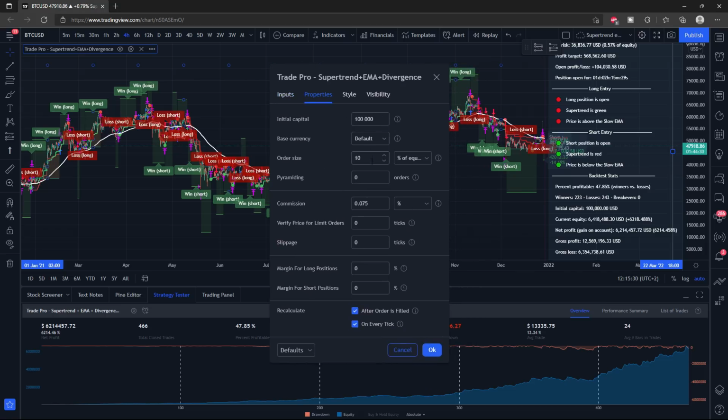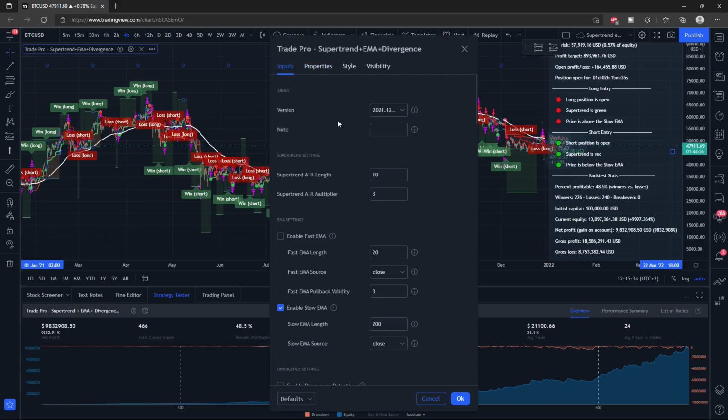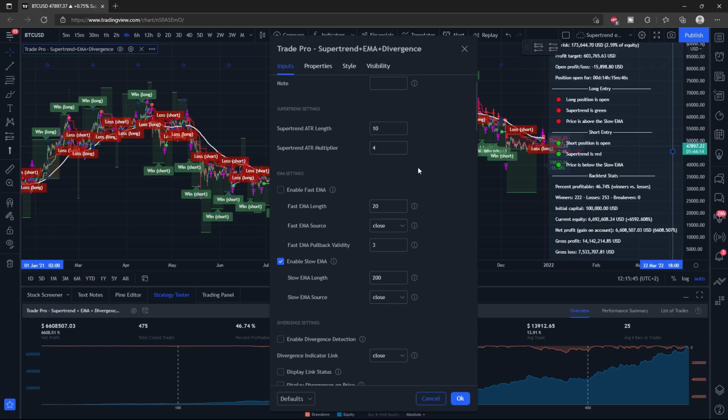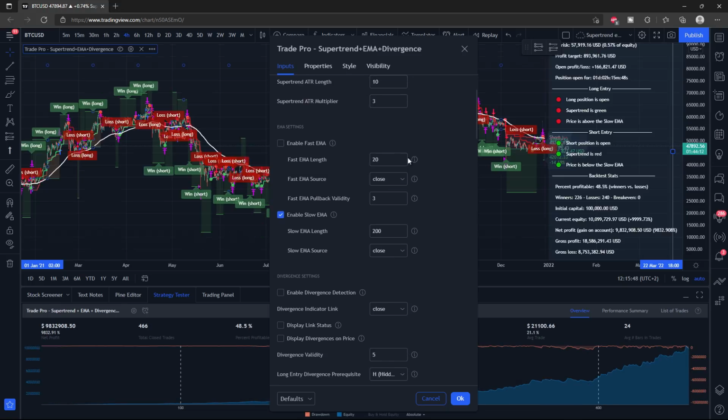Now let's go to the rest of the settings and kind of break it down from the top down, starting with the basic super trend, where you can simply just change the settings of it to whatever you desire. But very simple there. Don't need to really dive into that too much. We have the fast EMA, which we already went over. You can change that to whichever EMA you would like. You can change the source, and you can change the validity of how many bars you want it to be valid for after pulling back to a certain EMA.